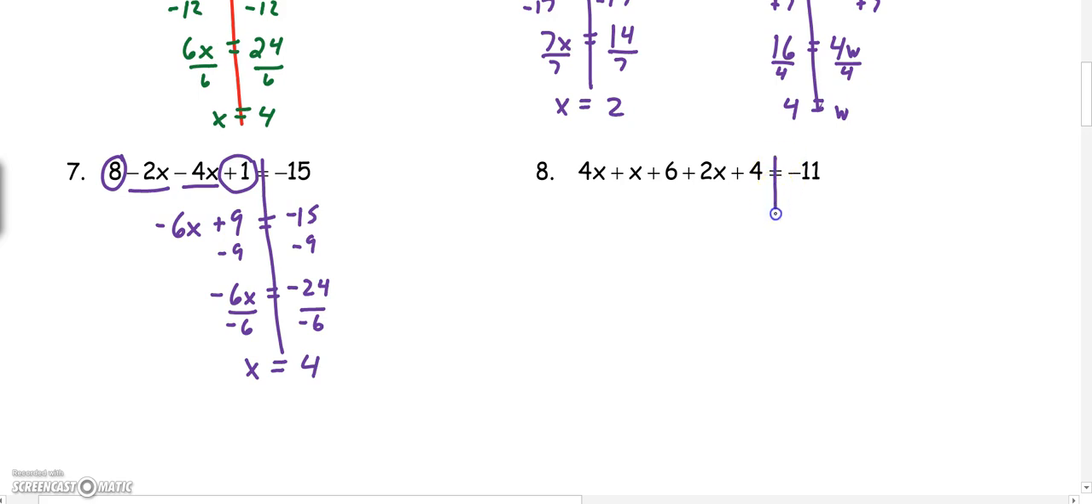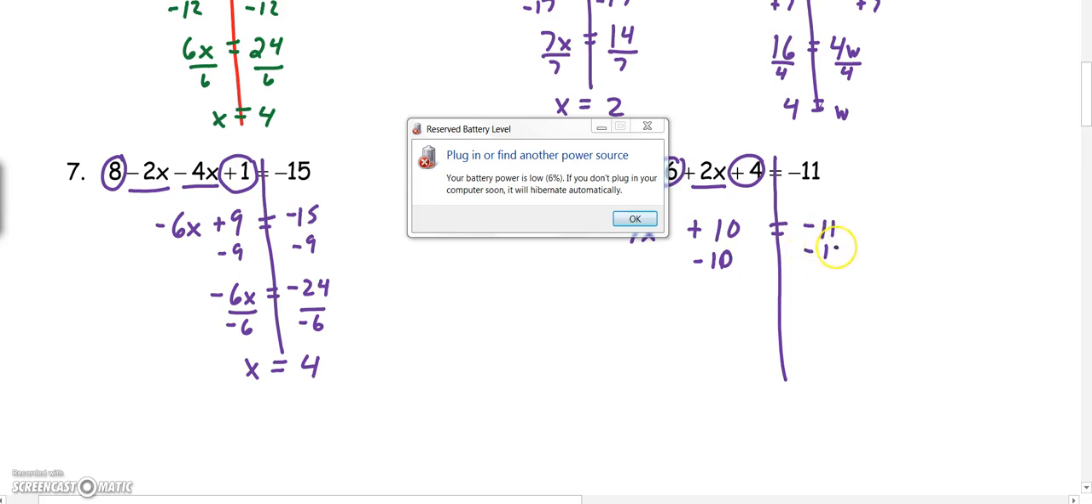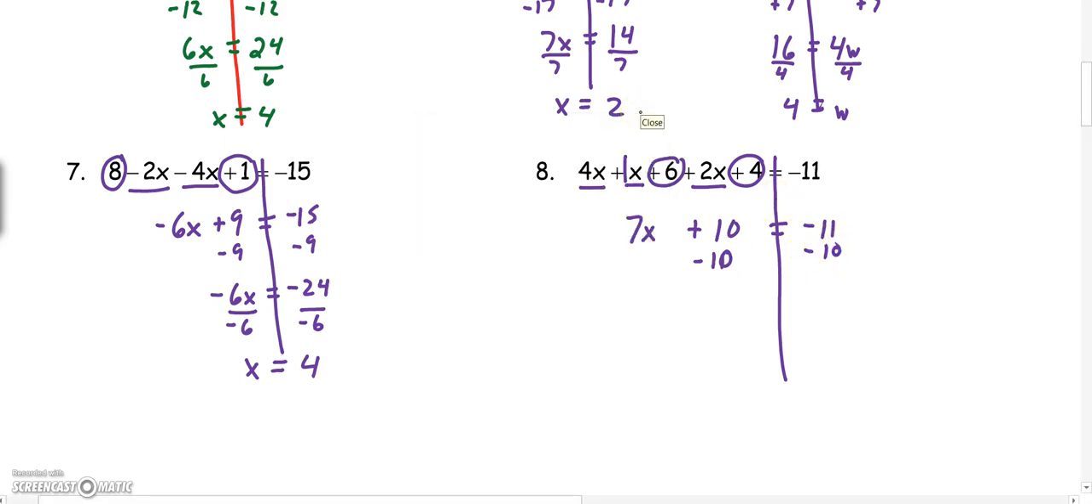Last example, number 8, I'm going to combine like terms. So in this case, I have 4x, x, and 2x. Remember that this x is just really a 1x. So that gets us 7x. And I have 6 and 4, which gets me plus 10, equals negative 11. So my first step is to subtract 10 from both sides. So I get 7x equals negative 21. Divide by 7. So x is negative 3.